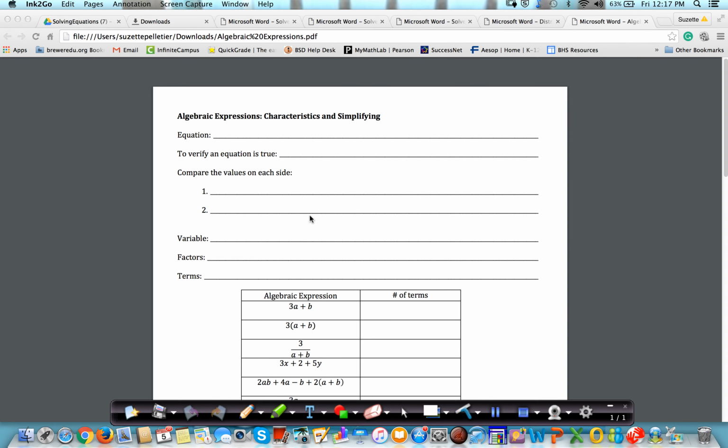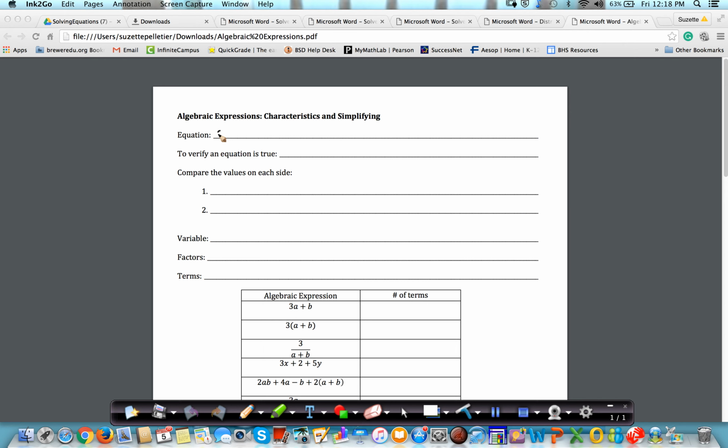Algebraic expressions, characteristics and simplifying. So the first thing we have to do is some vocabulary, figure out what these words actually mean. We're going to start off with the definition for the word equation. Oftentimes students will use equation when they mean expression and expression when they mean equation. So the equation is the symbolic statement that two quantities are equal to each other.